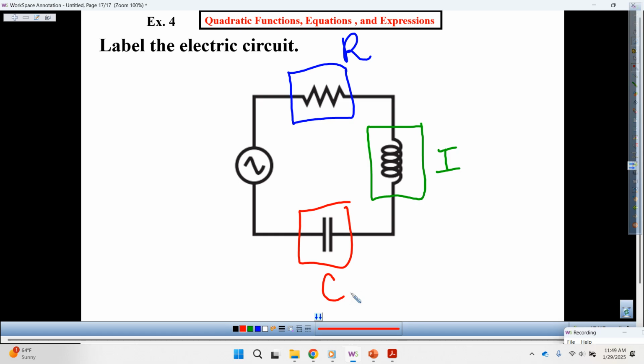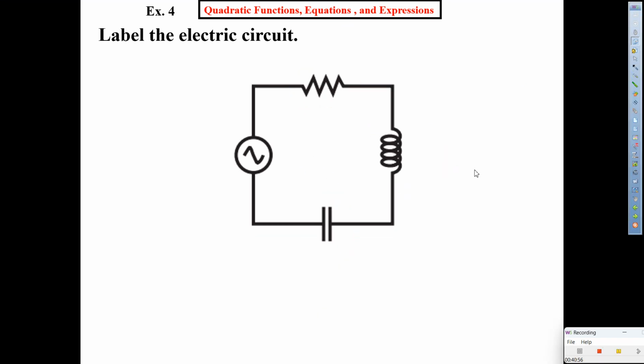Now, the reason I'm giving you a simple one like this, and by the way, right here, just label it voltage. Voltage. That's where the energy goes in through. Because tomorrow, it's not going to be as simple as this. It's going to look something like this.